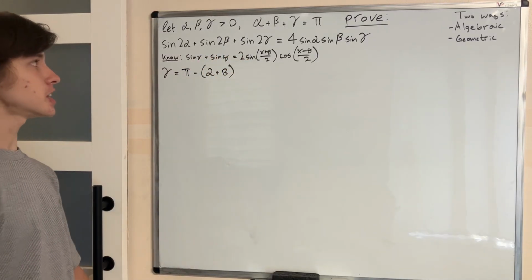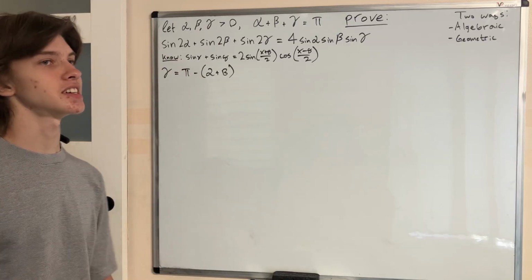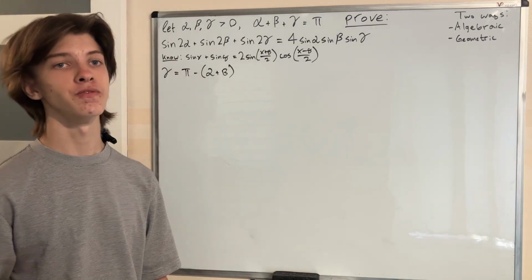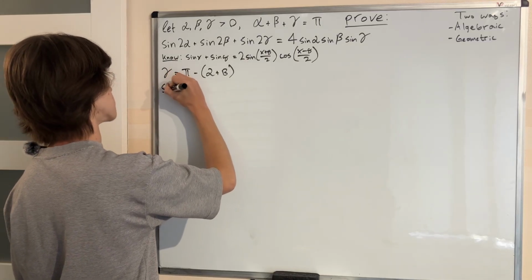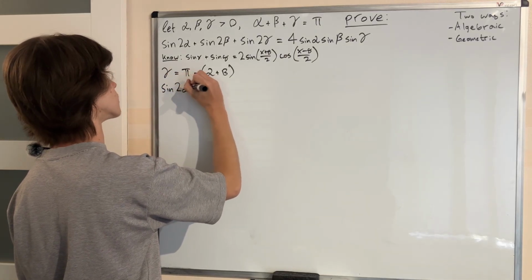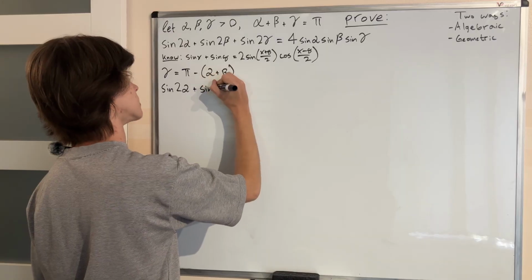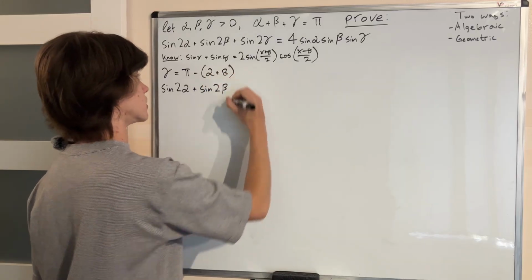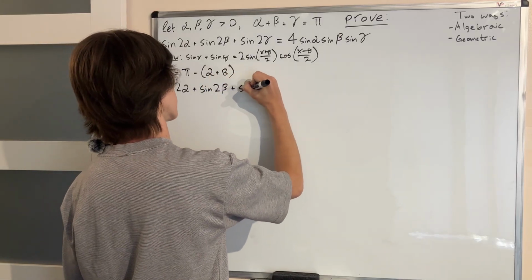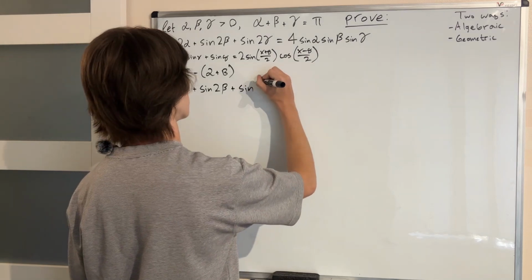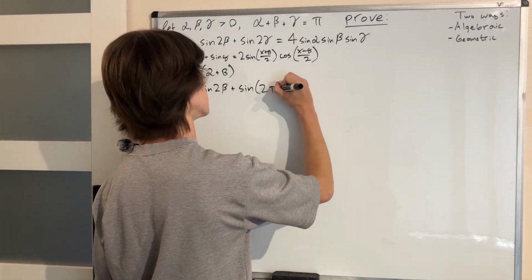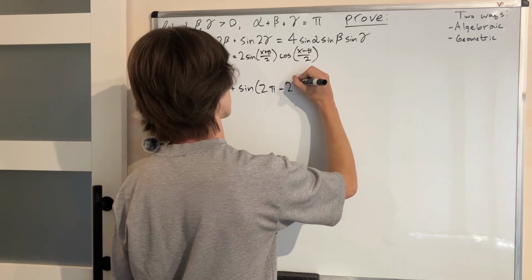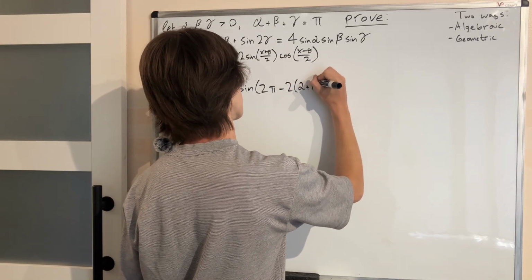And this is now very nice because we basically have turned this into an identity of 2 variables instead of 3. So now let us make a direct transformation on the sum of the sines, the sine of 2 alpha plus the sine of 2 beta plus the sine of 2 gamma, which we have shown gamma is going to be equal to this. So twice of it is going to be 2 pi minus 2 times this alpha plus beta.